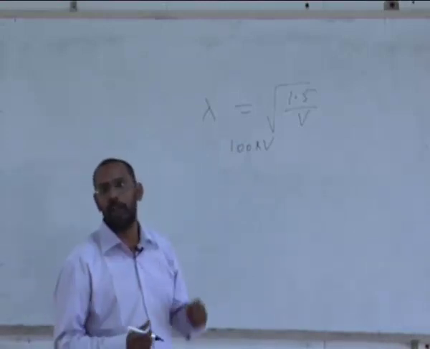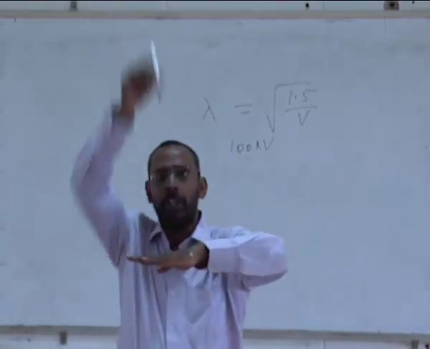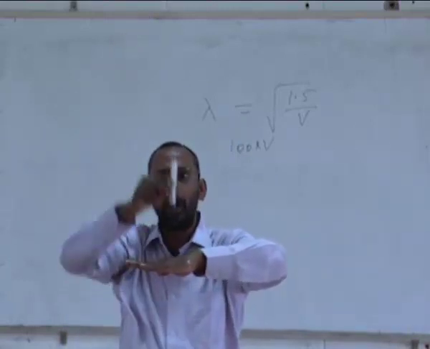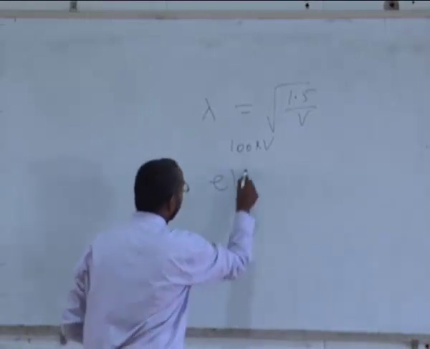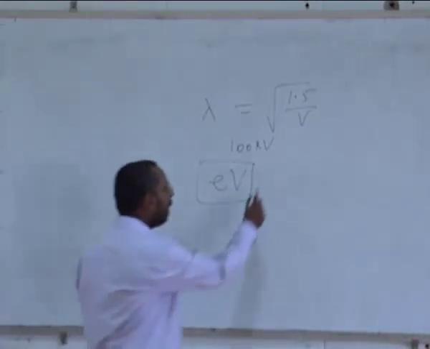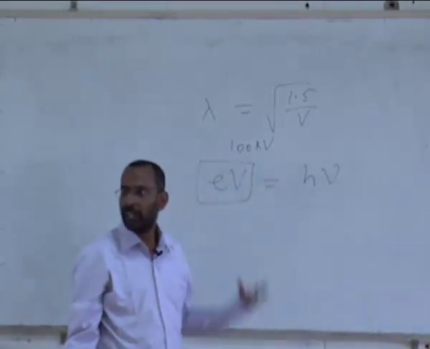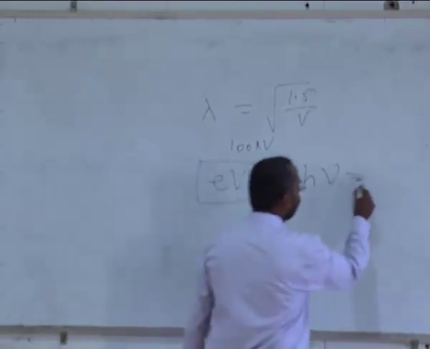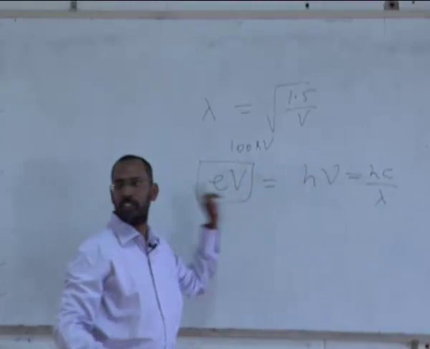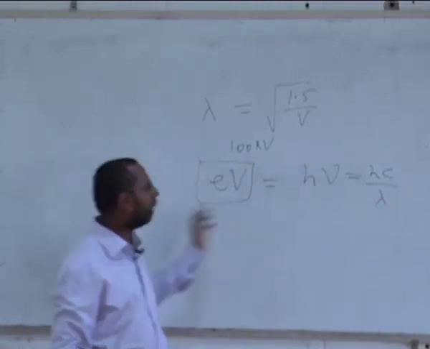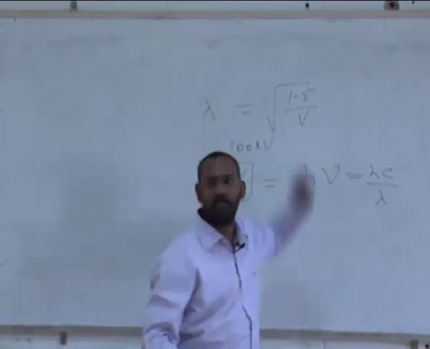They use lower voltages, because the higher the voltage, when an electron beam is falling on my sample, it is also falling with a lot of energy, because the energy of an electron beam is given as eV, and this is given by the formula h nu. Energy equal to h nu, that is equal to hc by lambda. And so as a result, lambda and V are inversely proportional. I can say lambda equal to hc by eV. Okay, and that is how this formula comes.